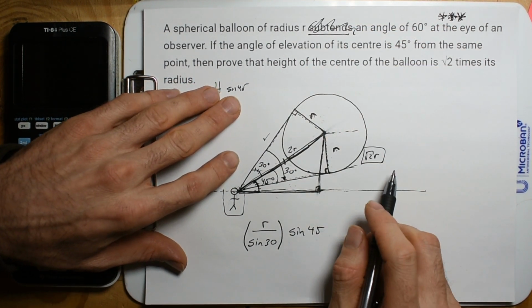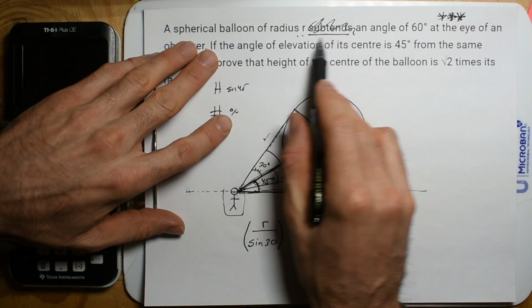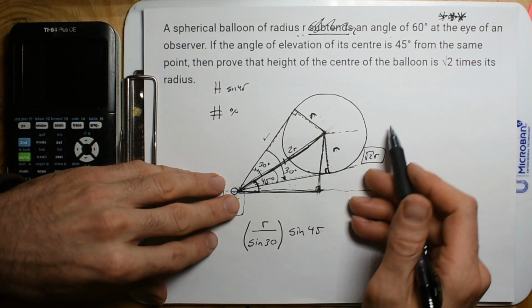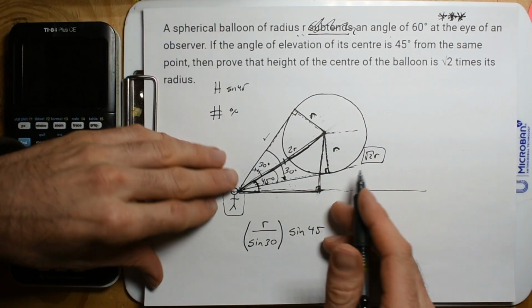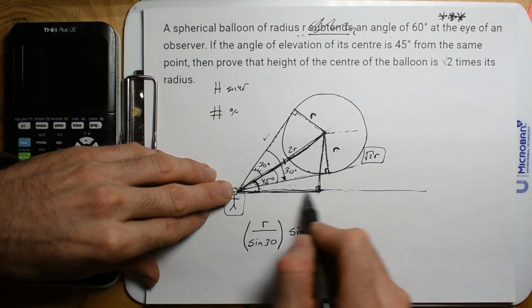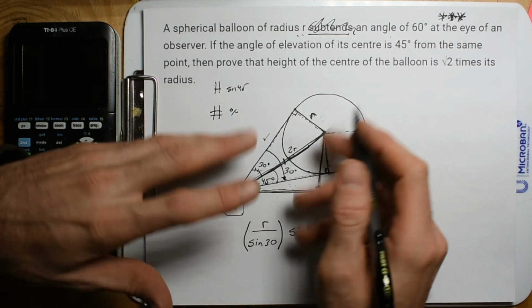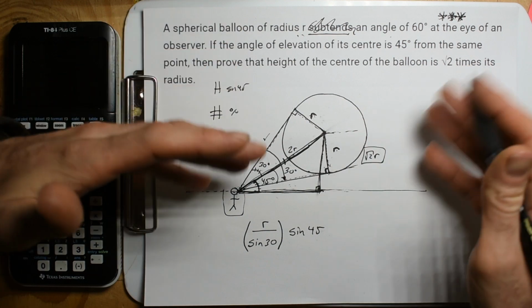I don't want it. I just said a spherical balloon of radius r. There's an angle of 60 degrees from the eye. Why would you measure it from any other place on the ground, but in this case you're measuring it from there and there because you make this special little problem.